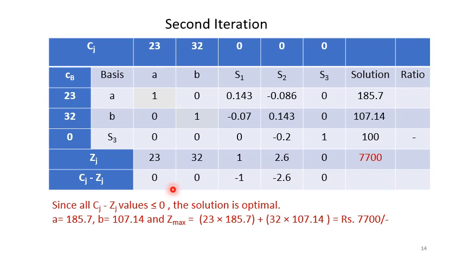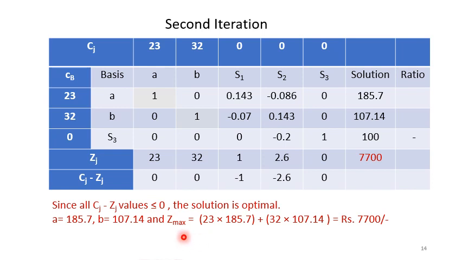What is the value of the solution? The basic variable A has a value of 185.7, and B has a value of 107.14 when the optimality condition is reached. S3 is unused resources, a slack variable, that you are not considering. Its coefficient is 0. That will not come into the picture here.